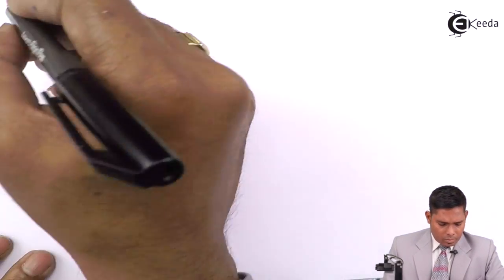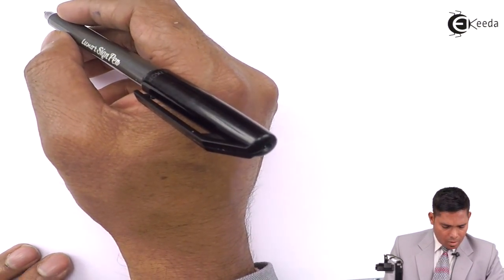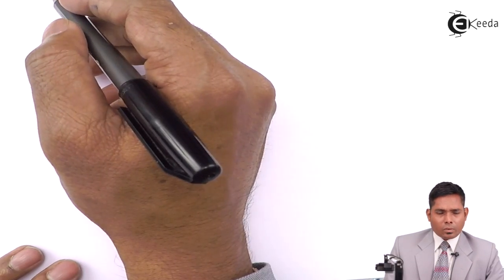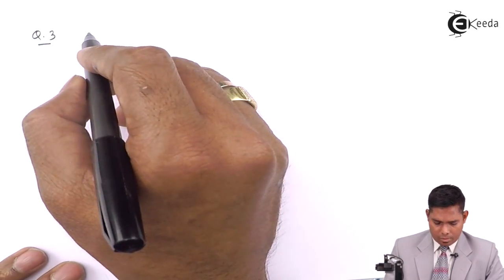Now let us take one more question. Question number 3: a circular coil of 1000 turns.